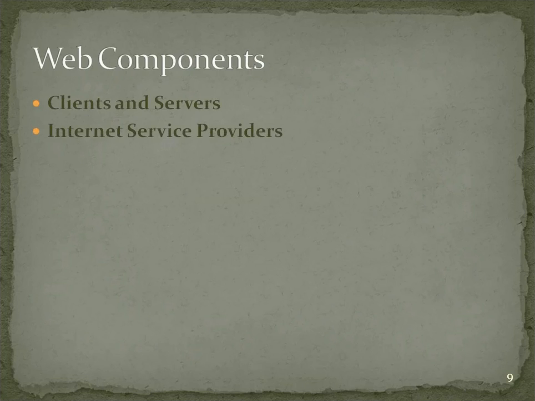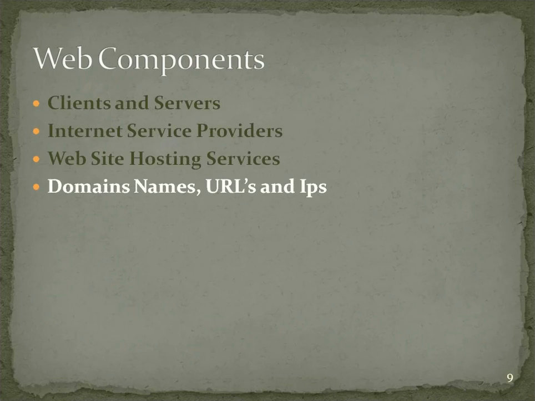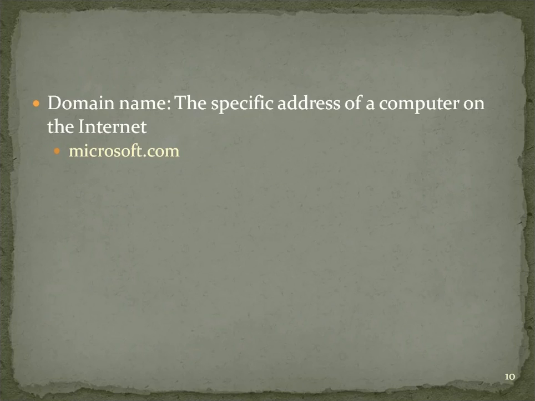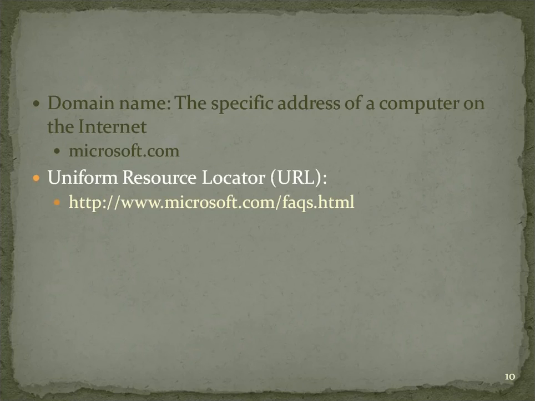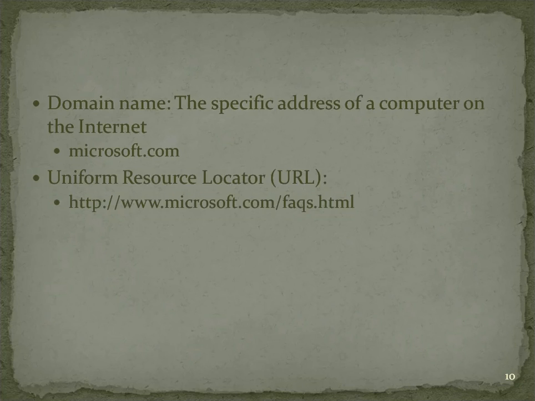Now we will see the next component that is essential for web development, that is domain names, URLs and IPs. So what is a domain name? The domain name is the specific address of a computer on the internet, such as Microsoft.com, Google.com. This domain name actually represents your website by that name.